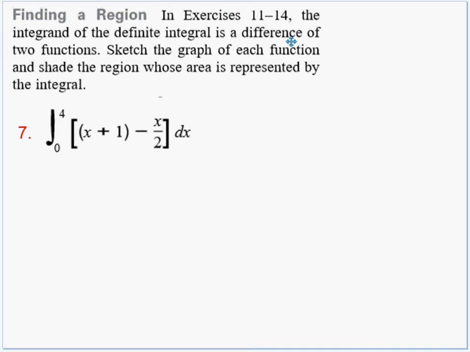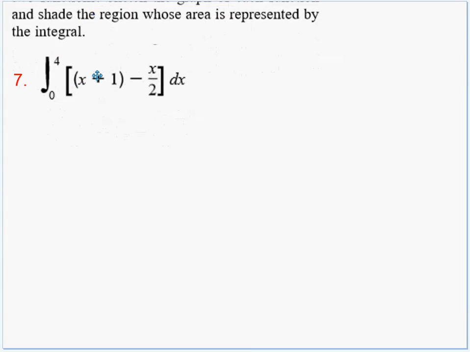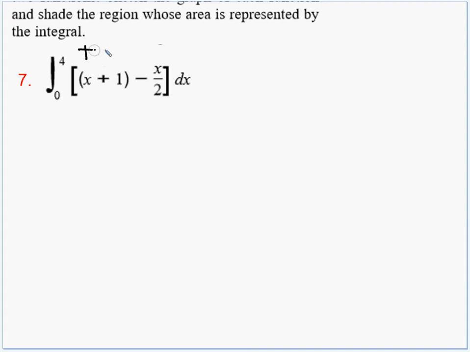The integrand for the definite integral is the difference of two functions. Sketch the graph of each function and shade the region whose area is represented by the integral. So here we don't even have to find the area. We just want to graph it. We have our function that is on the top minus the function that's on the bottom.